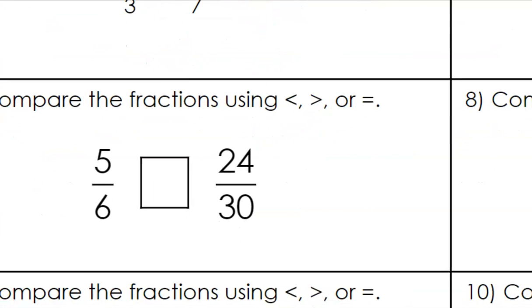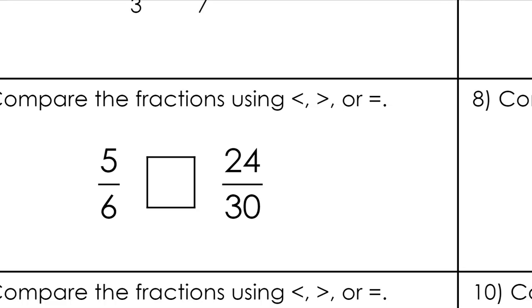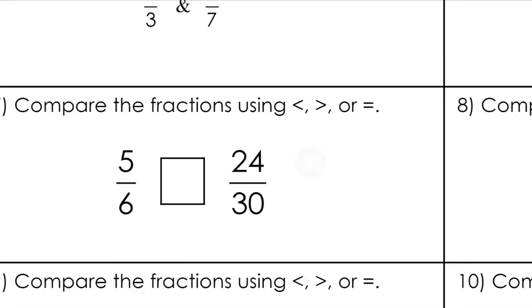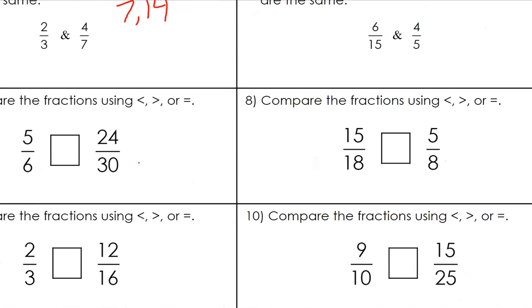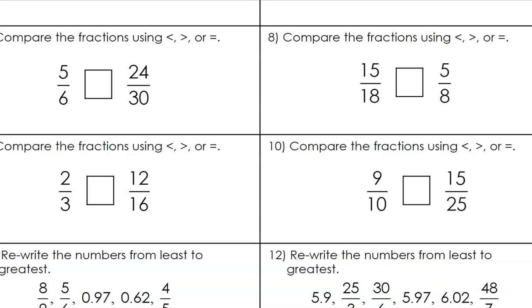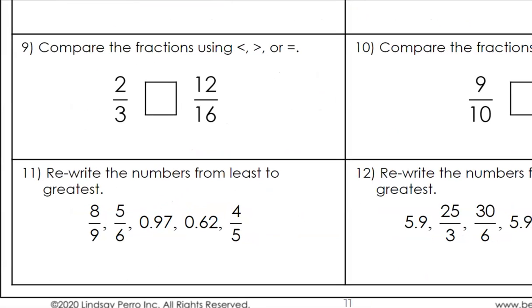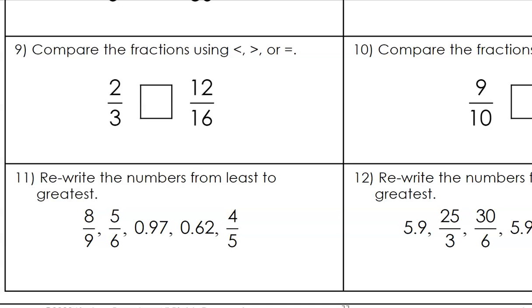Number 7, when you're comparing fractions, you need to write them both as decimals. Line it up by the decimal and see which one is either going to be less than, that's the less than symbol, greater than, or if they're equal to. So you're going to divide to convert these into decimals and see which one is less than, greater than, or equal to. You're going to do the same thing with number 8, the same thing with number 9 and 10. To put numbers in order from least to greatest, you convert them all to decimals and then line up by the decimal to see which one is the smallest. Put that one first, all the way to the largest one. And you're going to do that for number 12 as well.